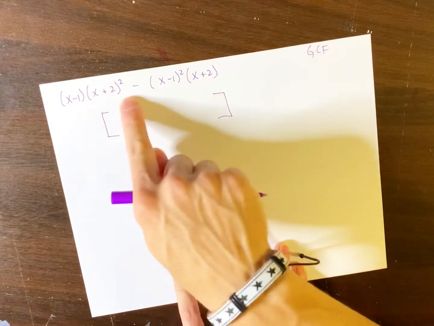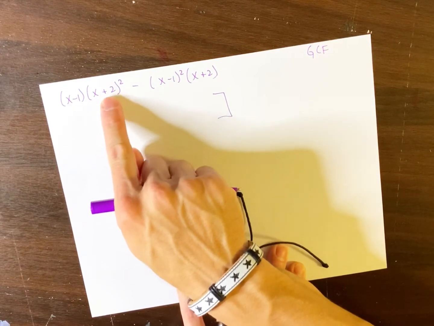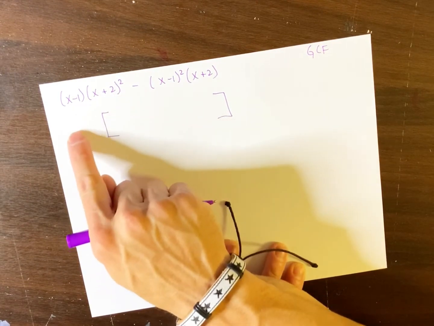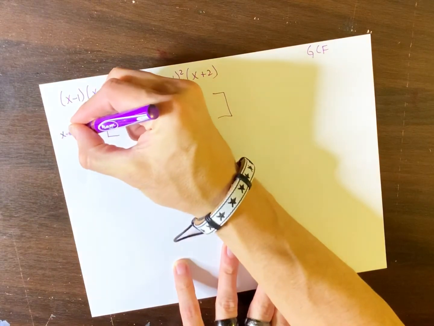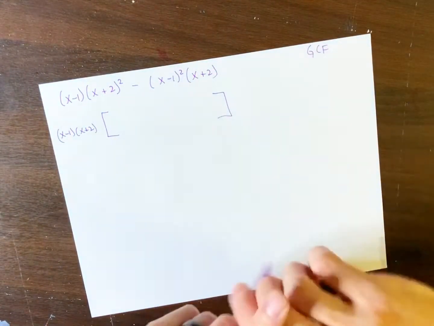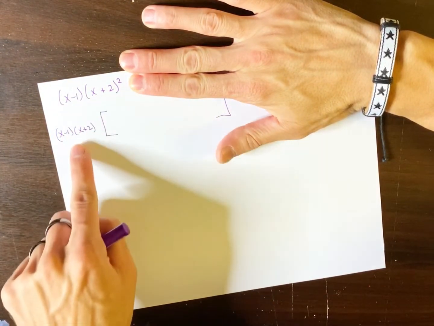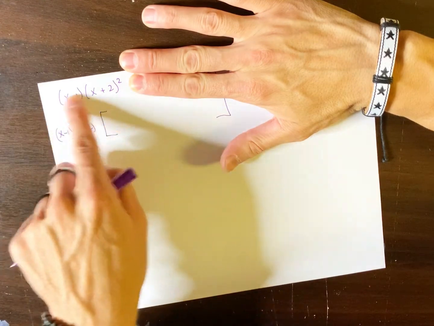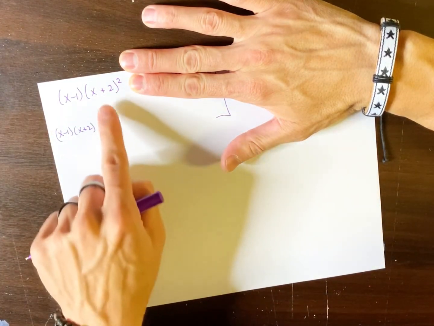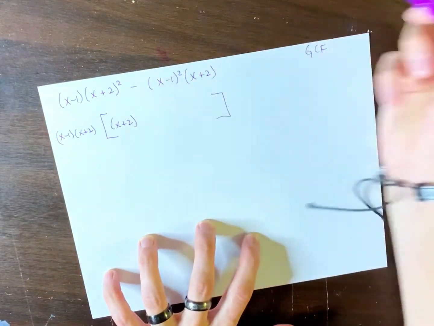What can I take out from here? I can take out one copy of this and one copy of that. And I'm going to dump it outside. Watch. So I have x minus 1 and then x plus 2. So right now, I'm only focusing on this. What did this lose? This lost this. So what's left in here is the additional copy of x plus 2, which I can drop in right there.